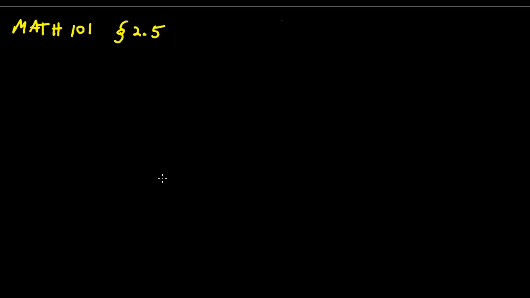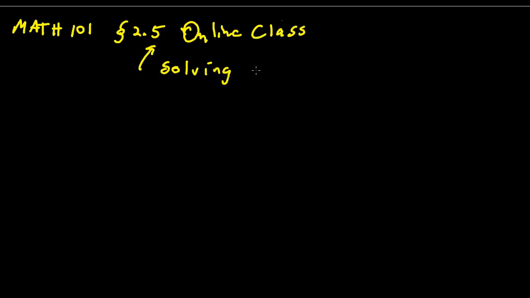All right, good morning. Today we're going to be talking in Math 101 about section 2.5. So we're going to call this the 2.5 online class. And in section 2.5, we are going to be solving equations just like in section 2.4, but the variable is going to be on both sides of the equations here.